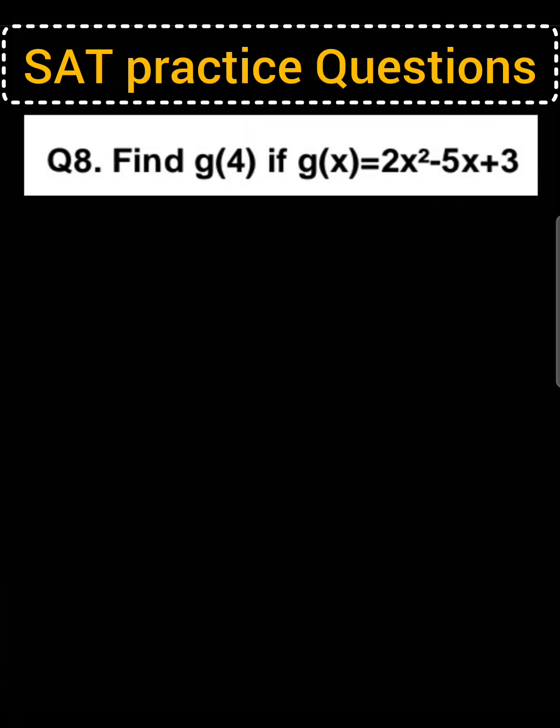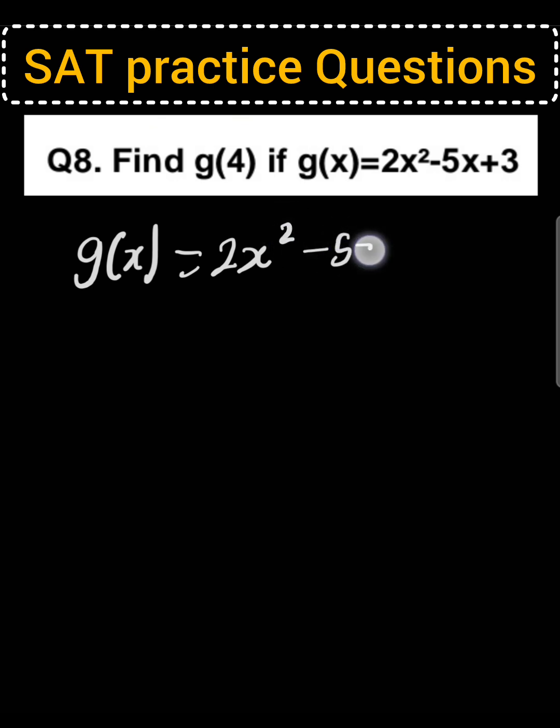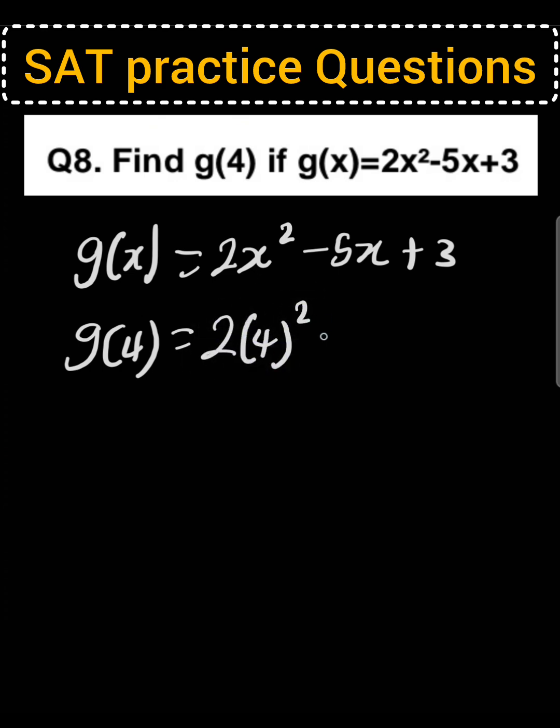Question number 8 reads: find g of 4 if g of x is equal to 2x squared minus 5x plus 3. This is just evaluation of a function. We are given that g of x is 2x squared minus 5x plus 3, and we are asked to find g of 4. All we do is replace x with 4 wherever we see it. So this is equal to 2 times 4 raised to the power of 2, minus 5 times 4, then plus 3.